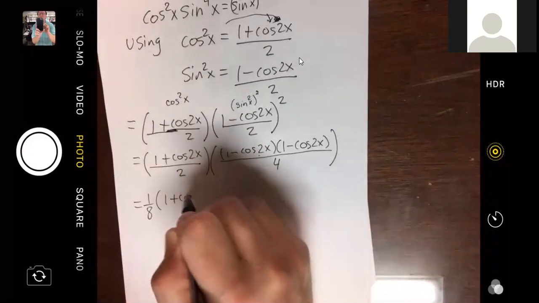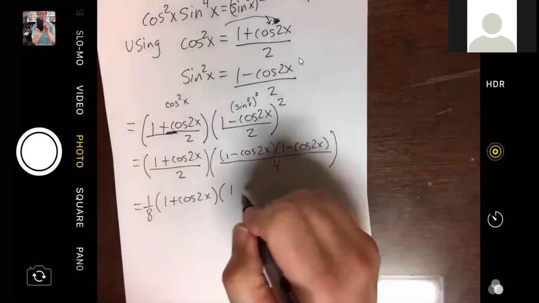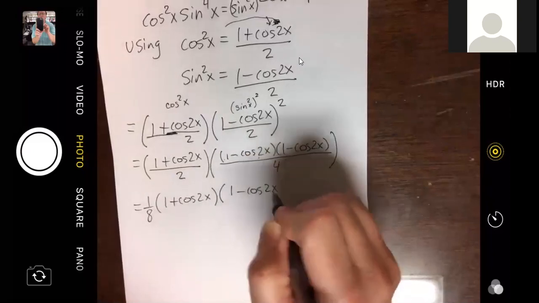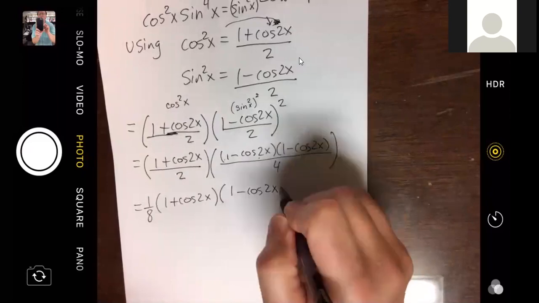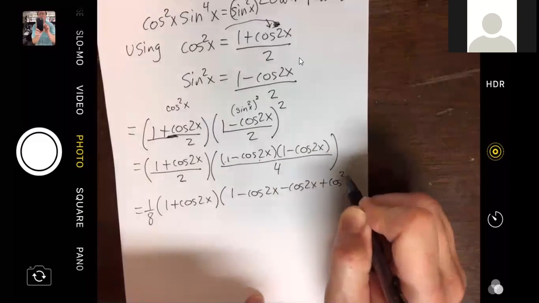Cosine of 2x. 1 minus cosine of 2x minus cosine of 2x plus cosine squared of 2x.